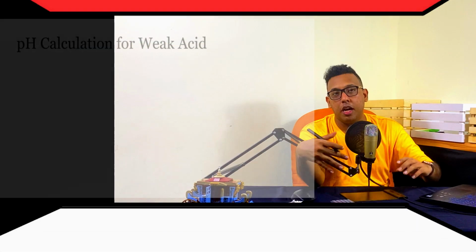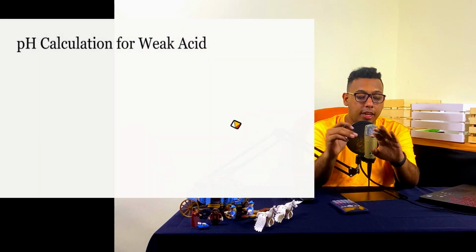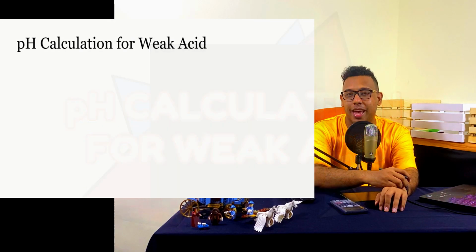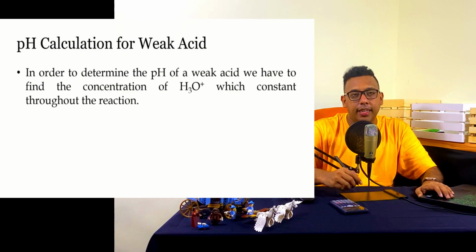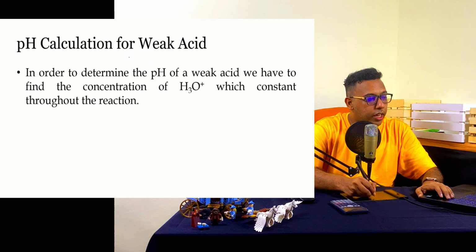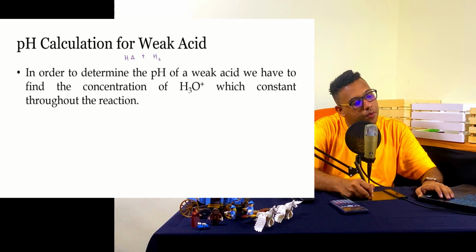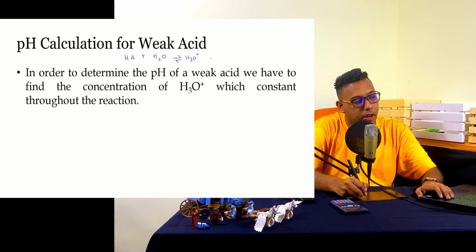Kita dah tengok kekuatan asid tadi, and now kita nak fikir macam mana cara untuk kita kira dia punya pH for weak acid. Disebabkan weak acid ni dalam equilibrium, okay, kalau kita remember, weak acid ni HA tambah H2O, dia jadi H3O+ and also A-. Okay, phase jangan lupa, ini adalah aqueous, ini adalah liquid, ini adalah aqueous, ini adalah aqueous.